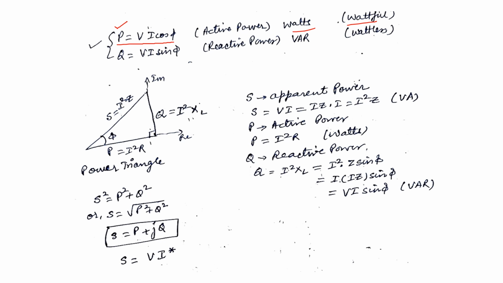Now, if we have the product of voltage with the other component of the current, that is I sin phi, and we multiply the two, that is V_RMS into I_RMS into sin phi, then we get another power. The name of this power is the reactive power. The unit is volt amperes reactive, VAR, and this is also called the wattless power. That is the product of voltage multiplied by the wattless component of the current.